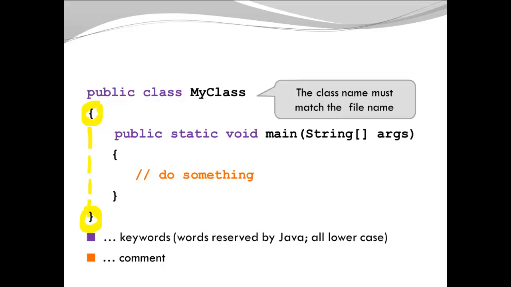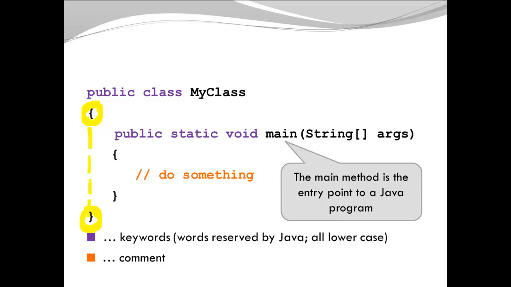Notice the curly braces. They delimit a code block. If you have a code block right below a class declaration, that is called a class body or the body of a class. Everything within those two braces belongs to the class.